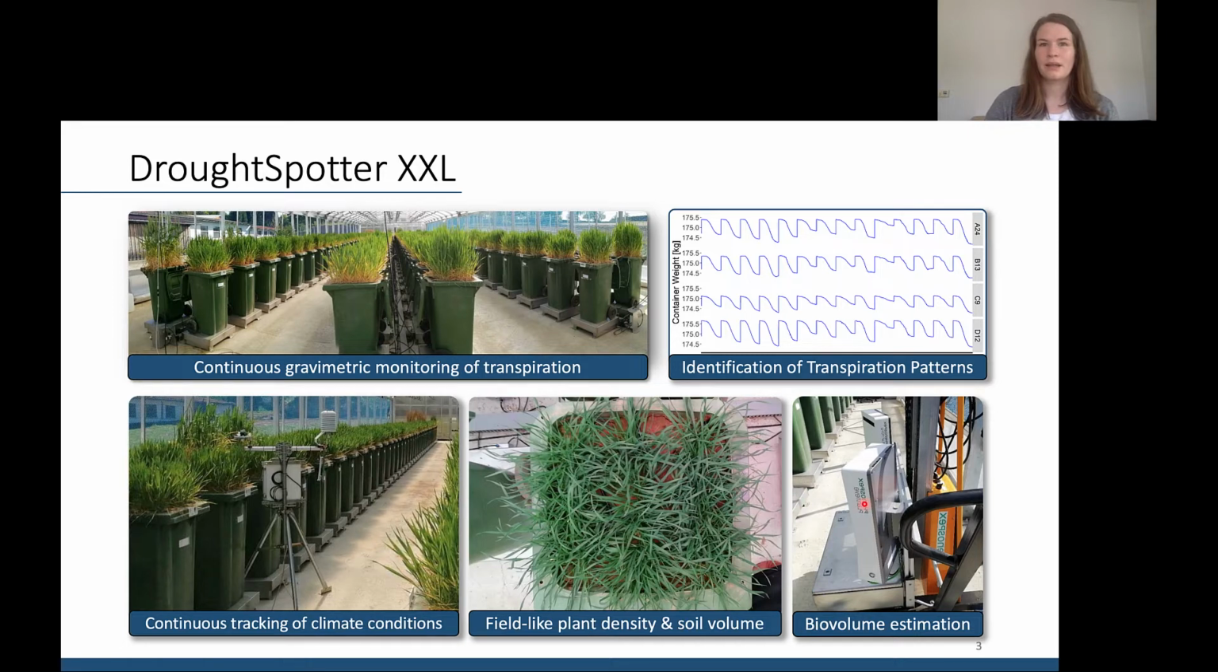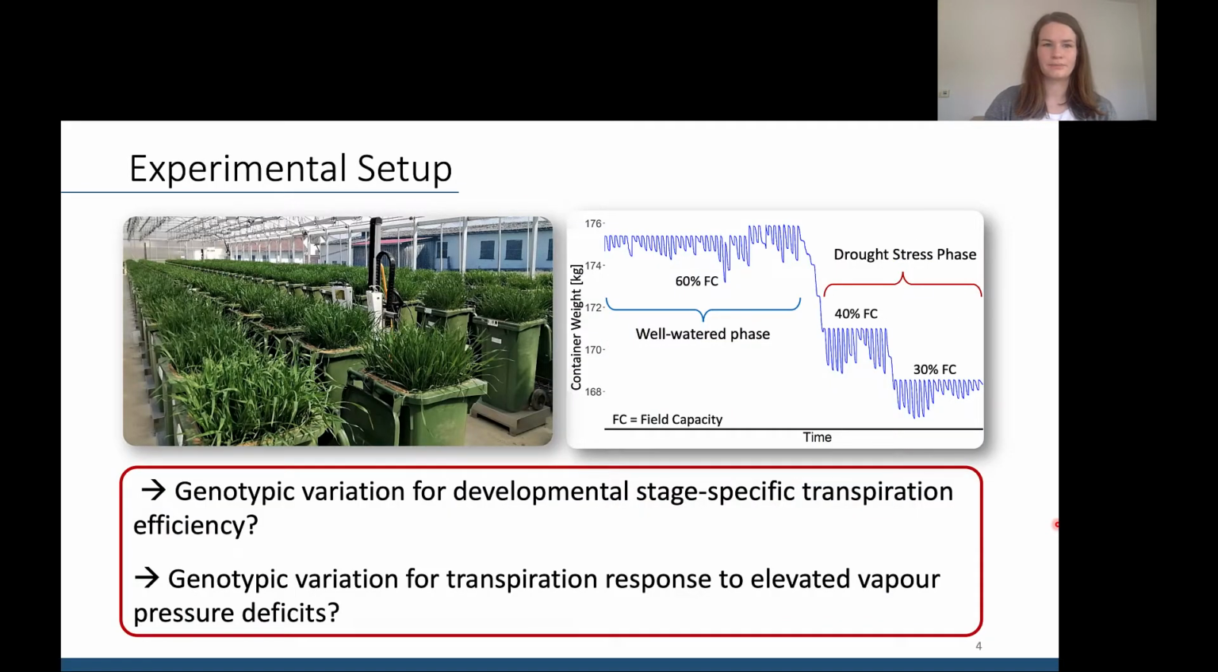By using a 3D laser scanner that estimates biomass, we are able to non-destructively track plant growth and estimate transpiration efficiency. So this platform enables us to phenotype transpiration-related traits under defined drought scenarios, but still under very field-like conditions.